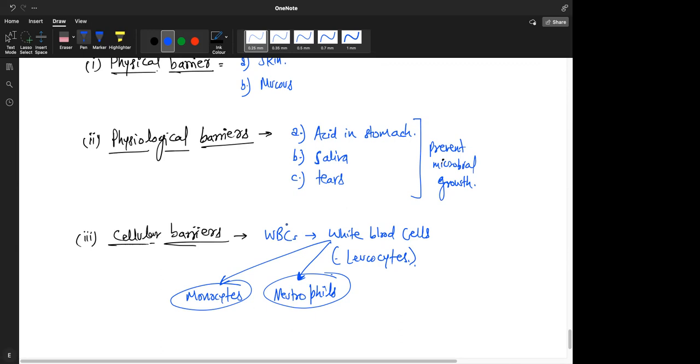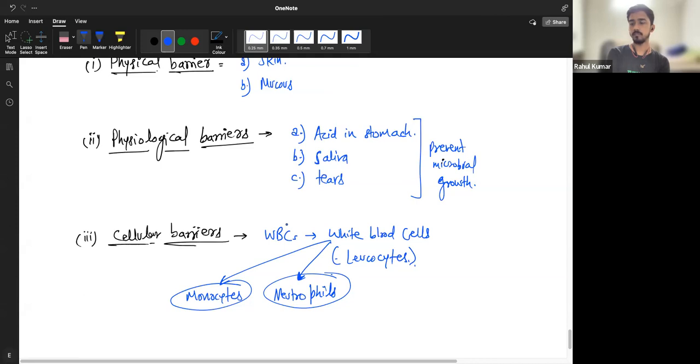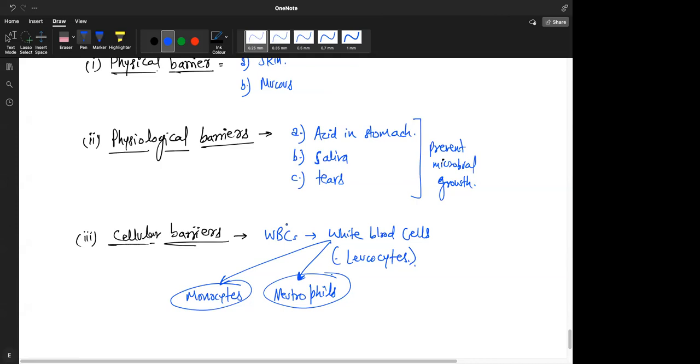Yeah. So cellular barriers include some WBCs. These WBCs are also called white blood cells or leukocytes. Now, some of these WBCs, which work as cellular barriers, include neutrophils and monocytes. And that's it. Yes. Yes, sir. Done. Okay.